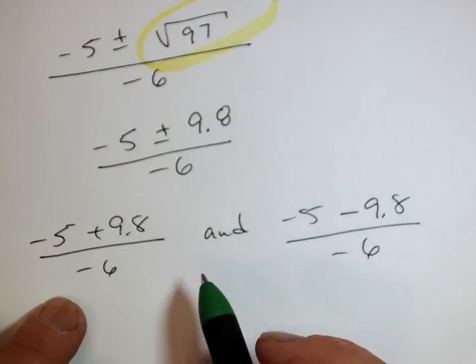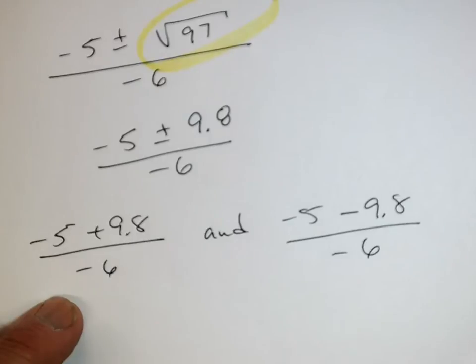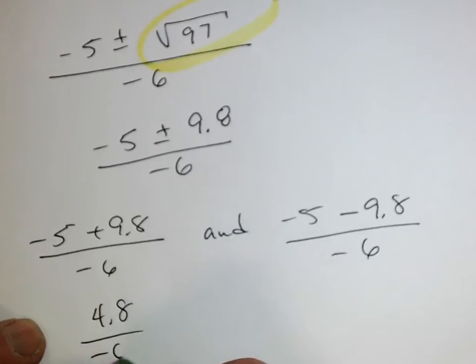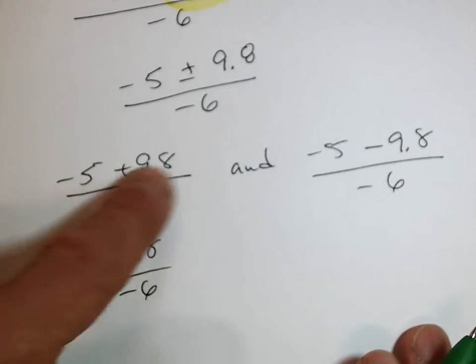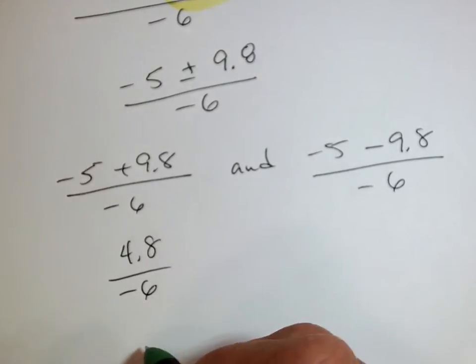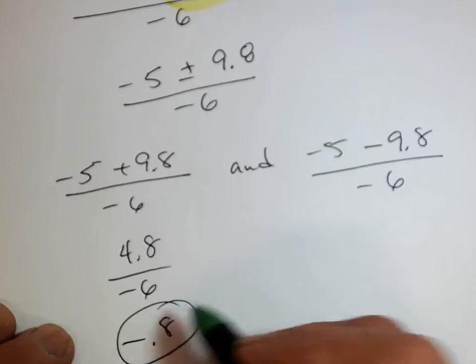So let's go ahead. Negative 5 plus 9.8 is a 4.8 divided by negative 6. I just subtracted those. So what's 4.8 divided by negative 6? I get one answer of a negative 0.8. That's one of my answers.